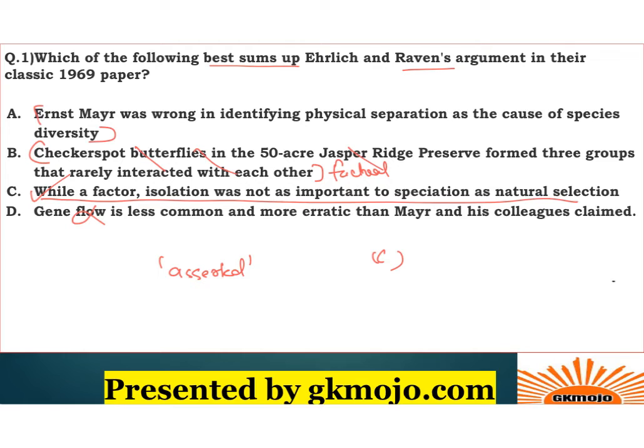So why were the other options wrong? Because we do not want to prove that Mayer was wrong. This does not sum up the argument. We want to give a logical explanation of what their argument concluded with, right? Hence option number C is the correct choice over here.